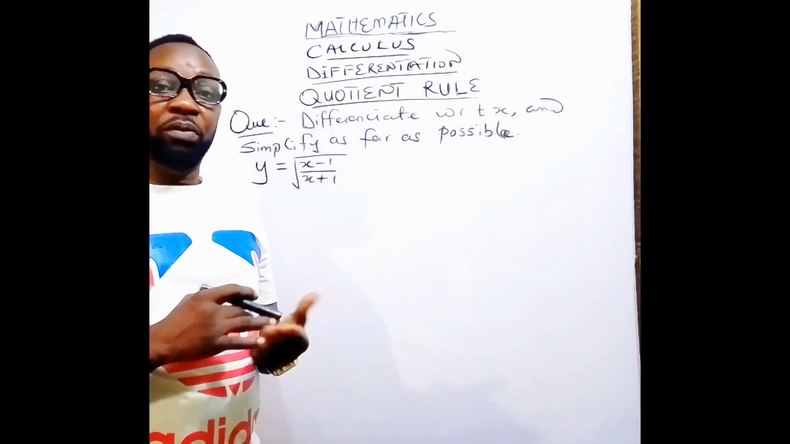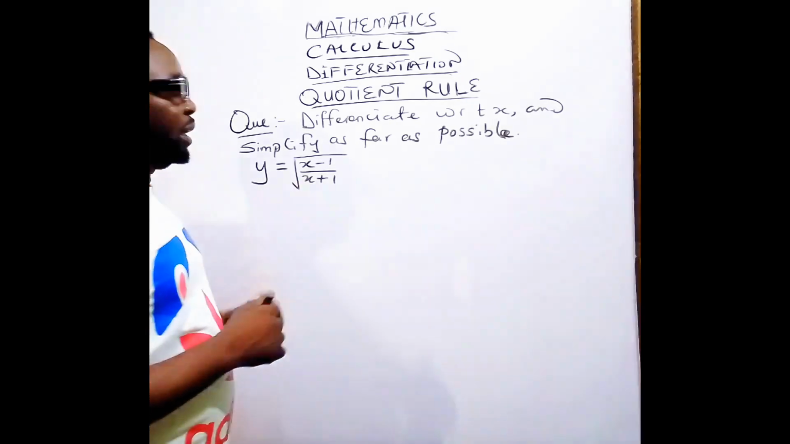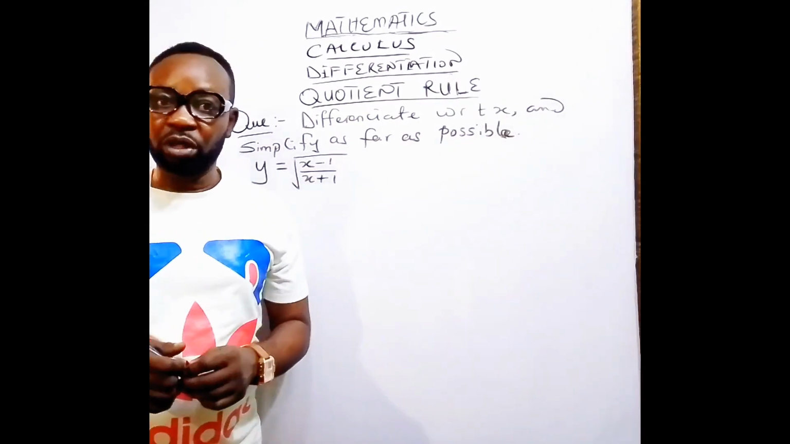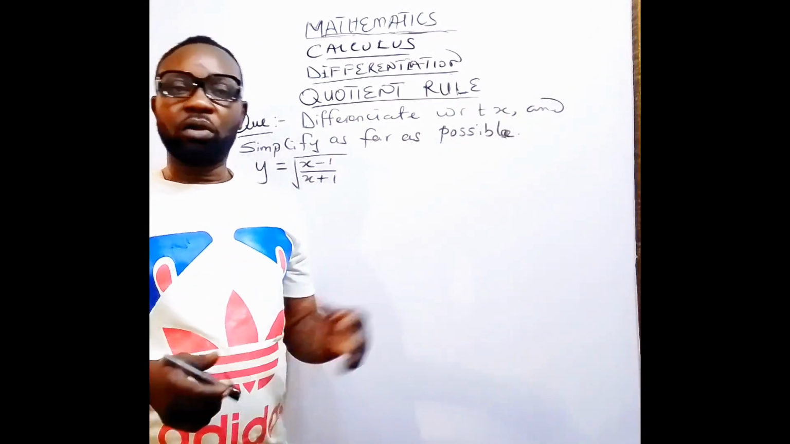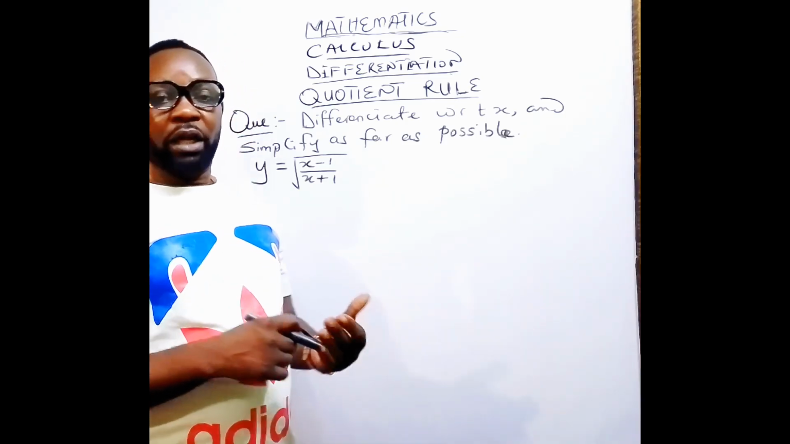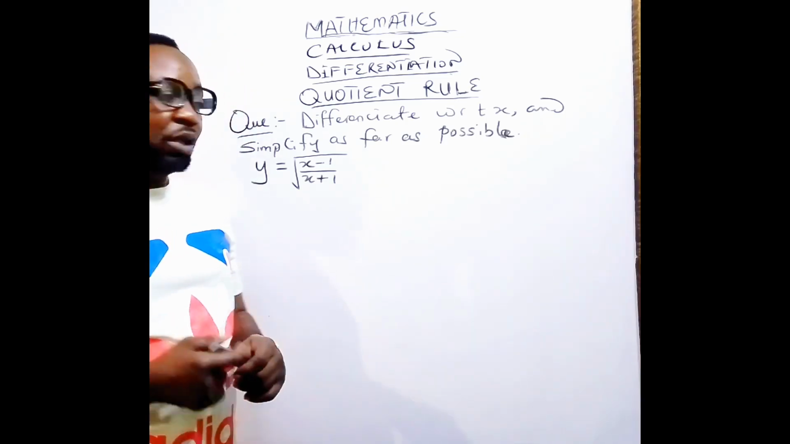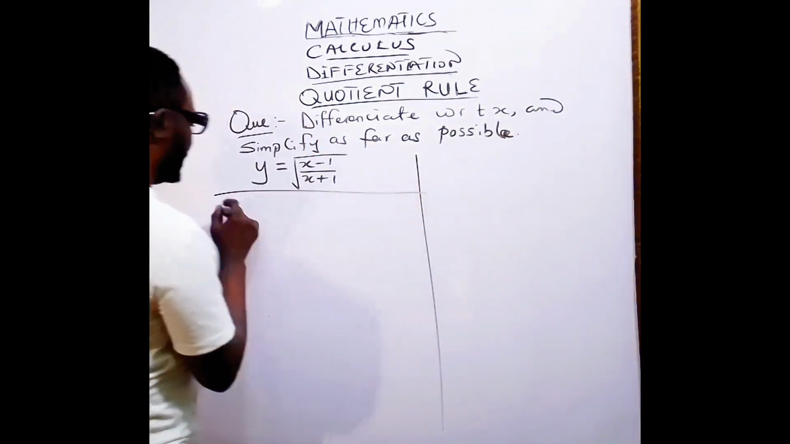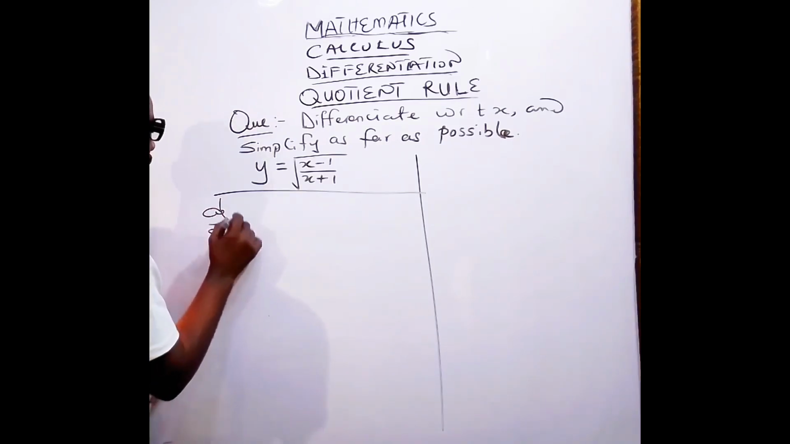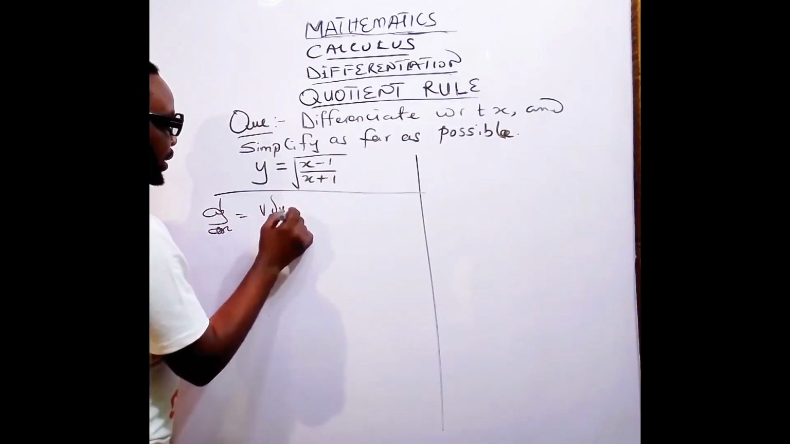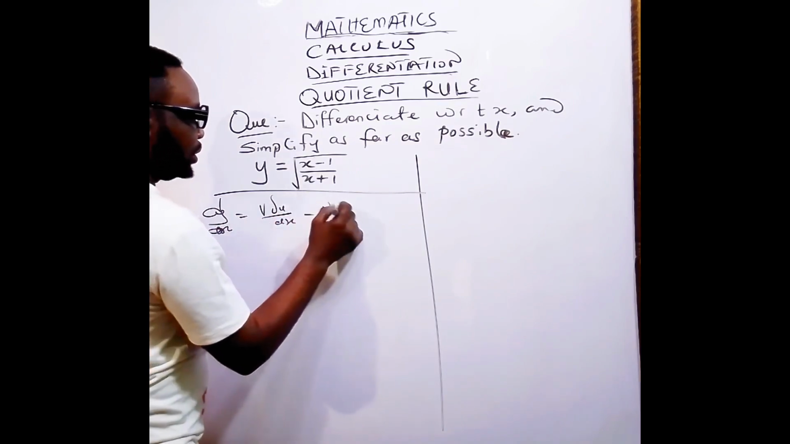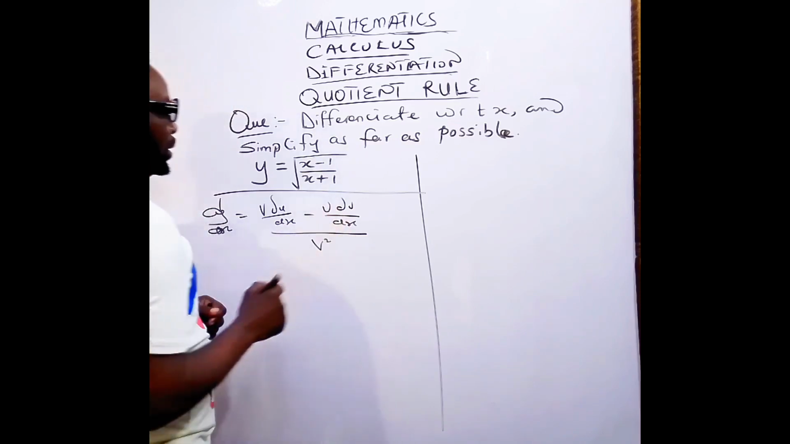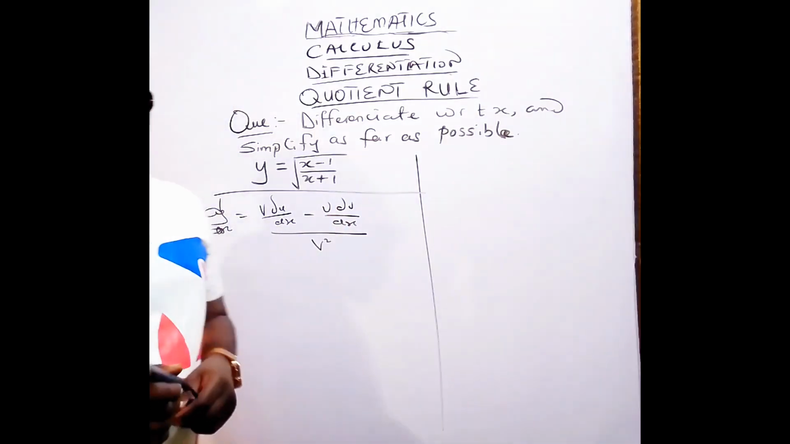The numerator and denominator are inside the square root. Now, I want to apply the quotient rule to simplify this question. I don't want to make use of any other method. So don't forget that the quotient rule says dy/dx equals v du/dx minus u dv/dx all over v squared. That is the quotient rule for us.